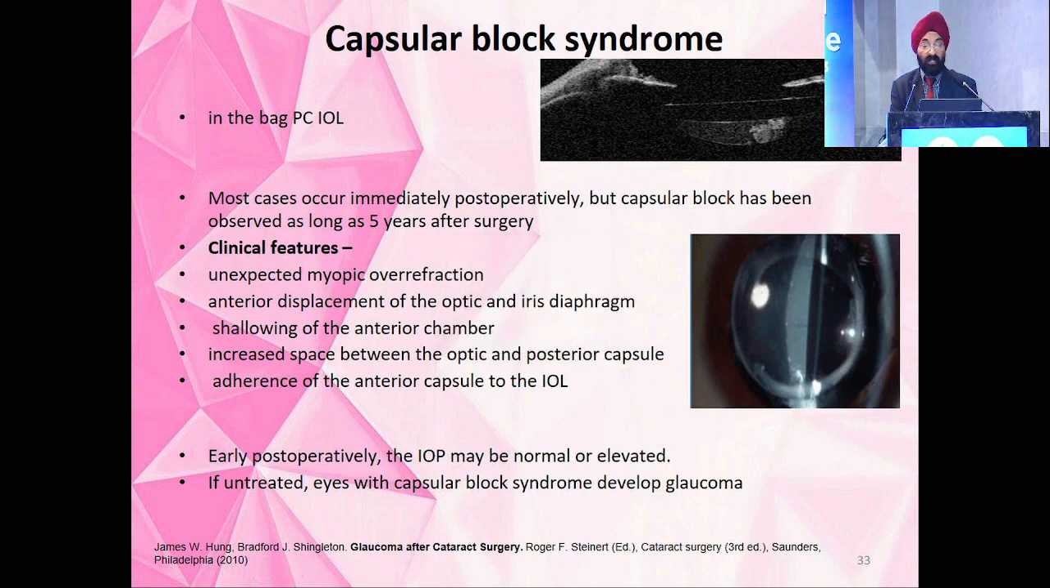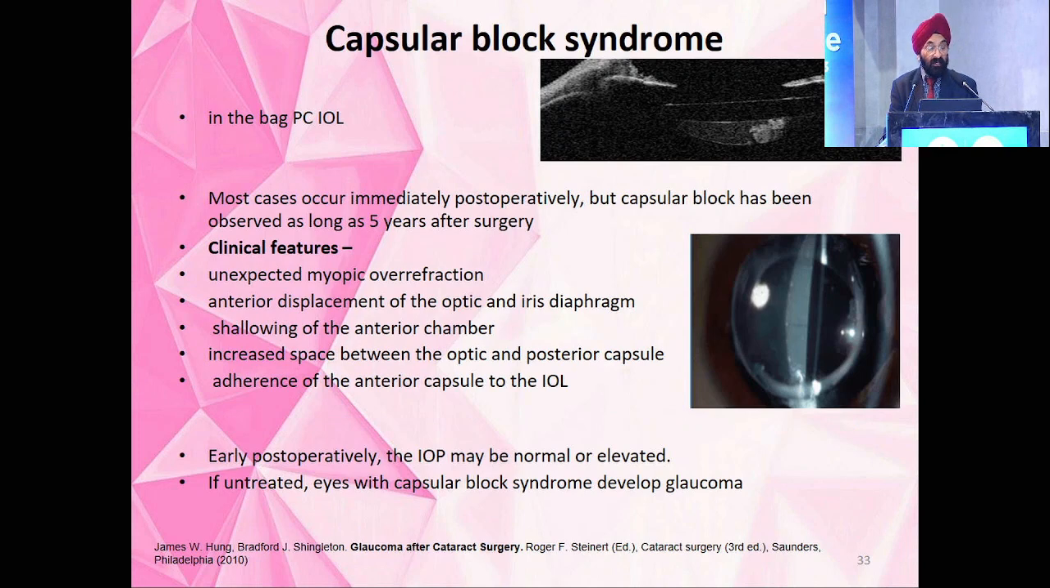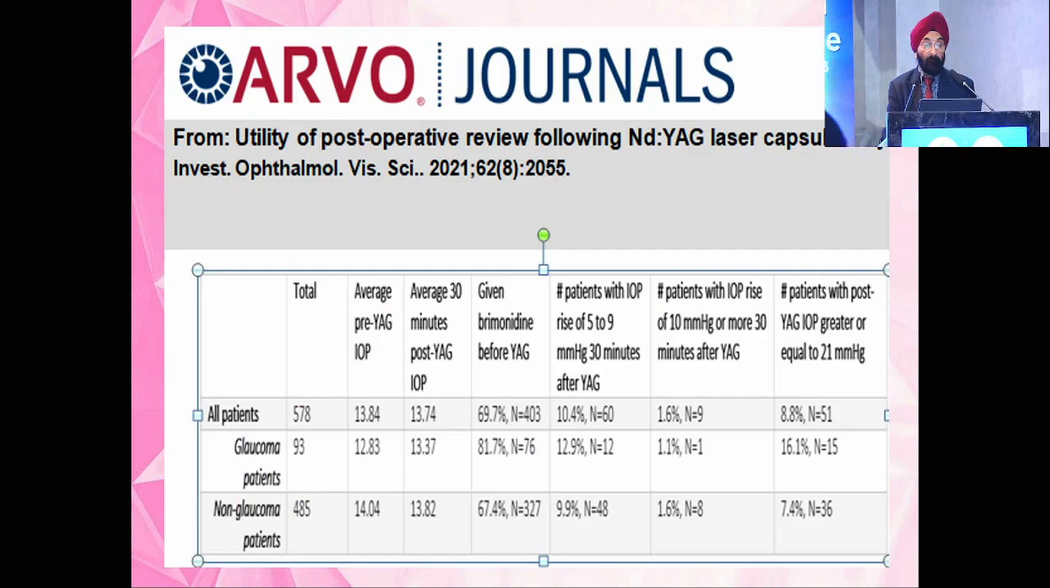I won't go into details of capsular block syndrome. You find that suddenly the intraocular pressure postoperatively is high, and there is unexpected myopic over refraction, because there is fluid accumulation behind the lens, and the IOL comes anteriorly and the capsular margins block it.